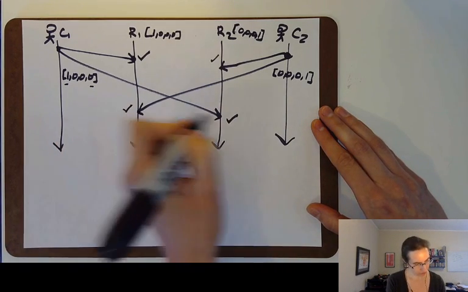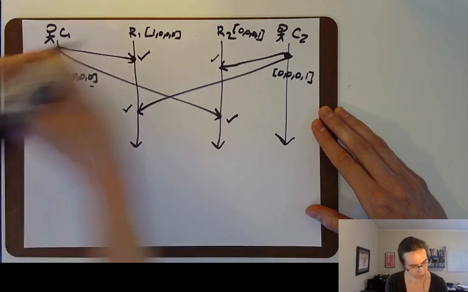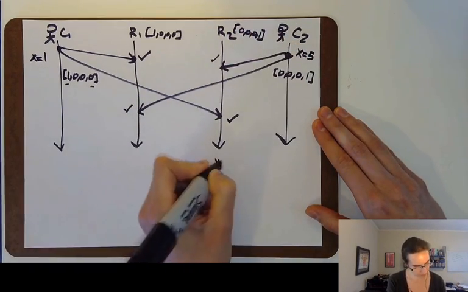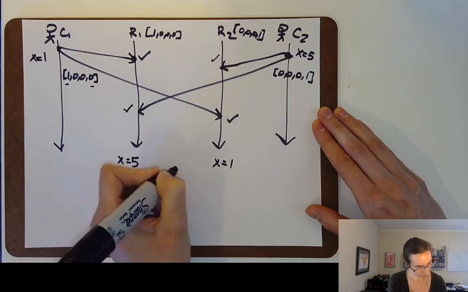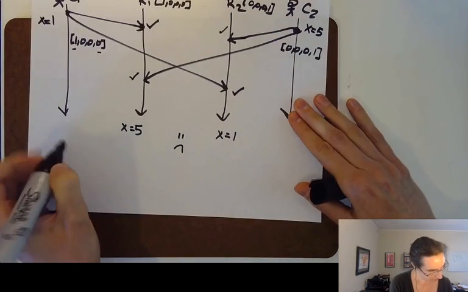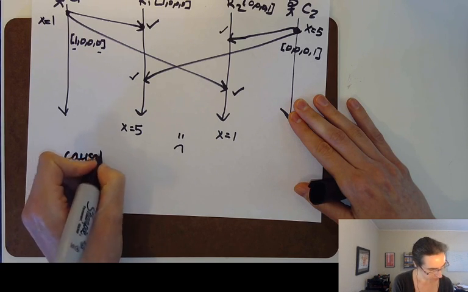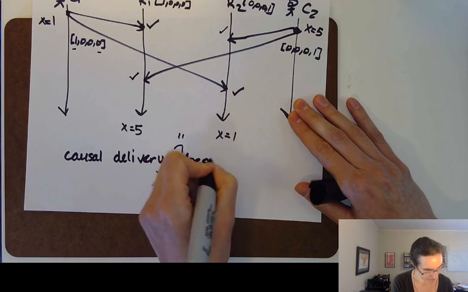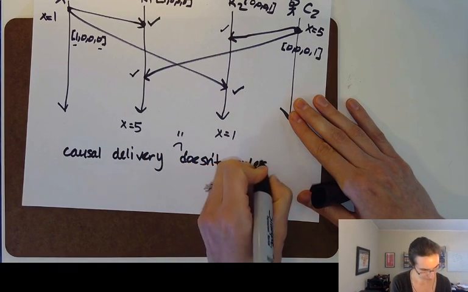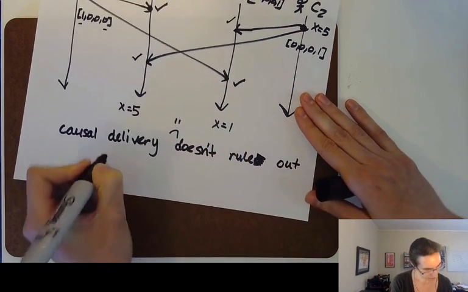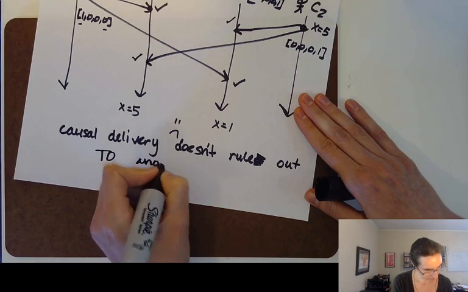So these messages here, the ones that could potentially cause these replicas to disagree, are actually fine to deliver under the causal broadcast algorithm. So causal delivery doesn't rule out total order anomalies.